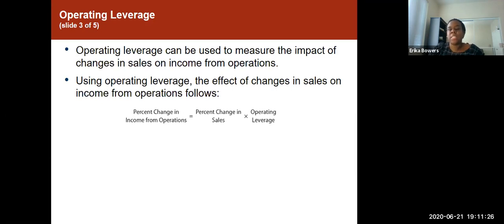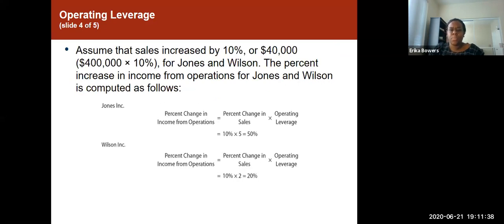So percent change in income from operations can be found as percent change in sales times my operating leverage. So just another tool to see how you can impact your business. So for Jones, sales increased by 10% for both Jones and Wilson. How much would their income from operations change? Well, we look at the percentage change in sales times your operating leverage. So for Jones, because they have a higher operating leverage due to a higher fixed cost, their income is going to change by 50%, whereas the impact for Wilson would only be 20%.